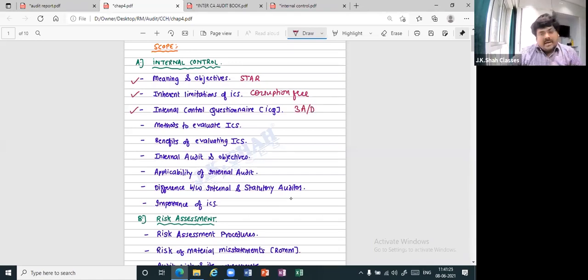Now we come to again nothing but 3 really important questions. One is method to evaluate ICS. Other is the benefits of evaluating ICS. And the last one for the day will be internal audit and its objectives. But these two we are going to take up together because these two are related. So what we are first going to take up is nothing but methods to evaluate ICS.